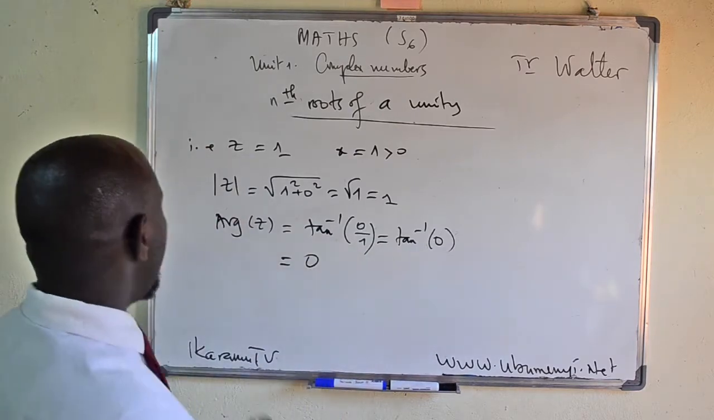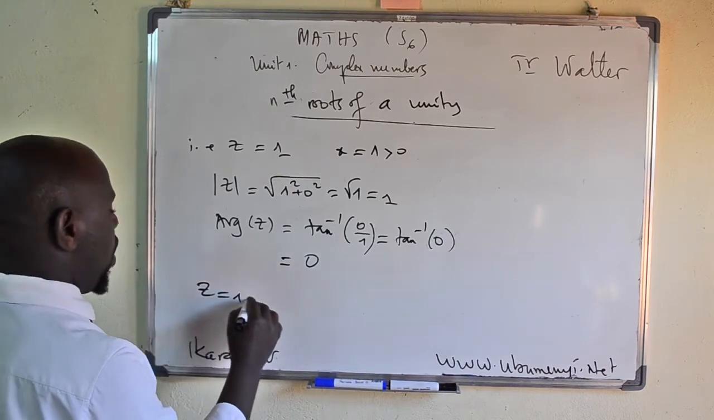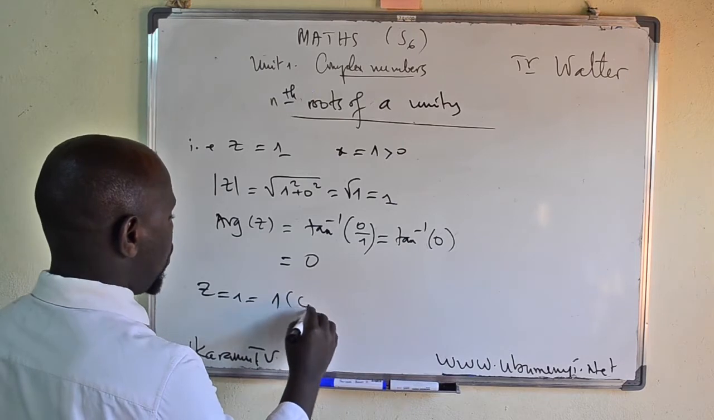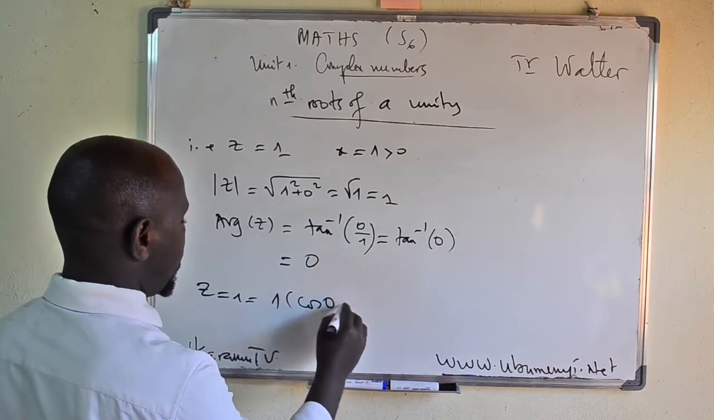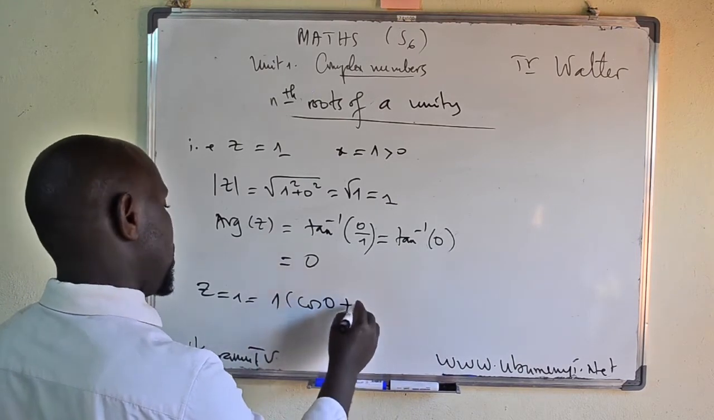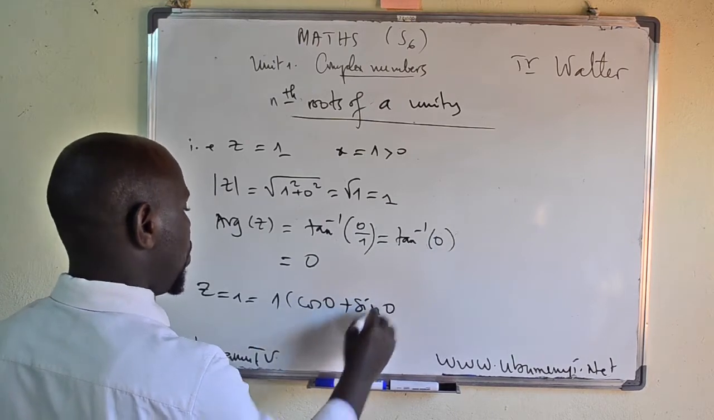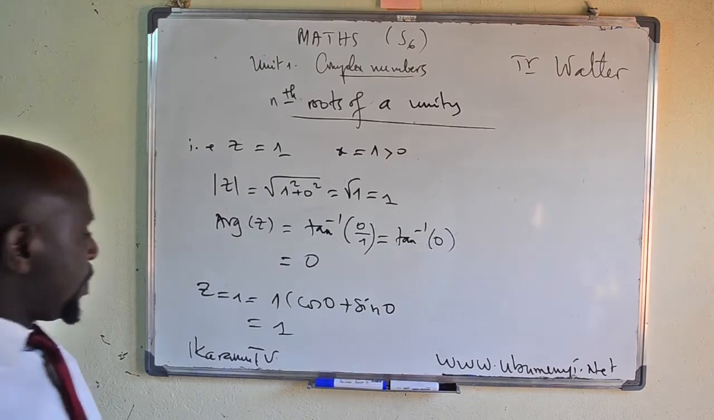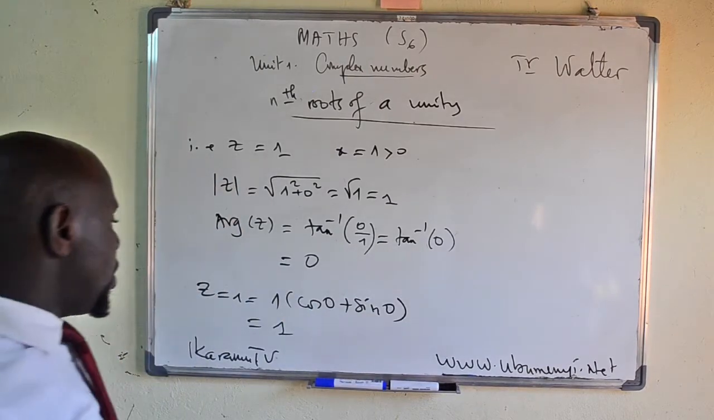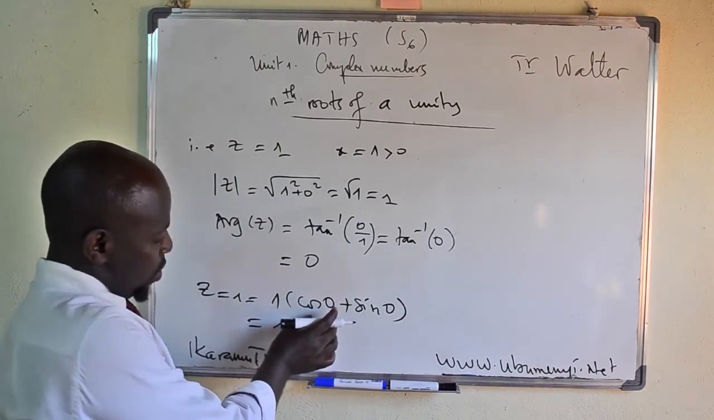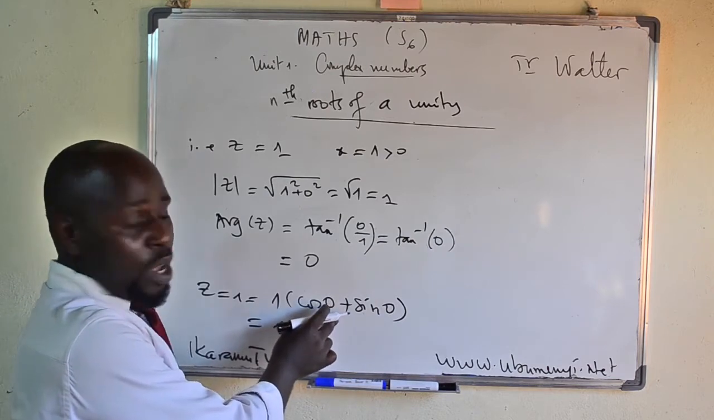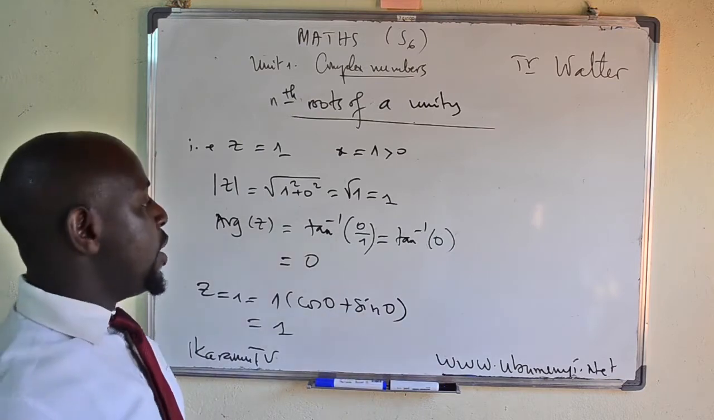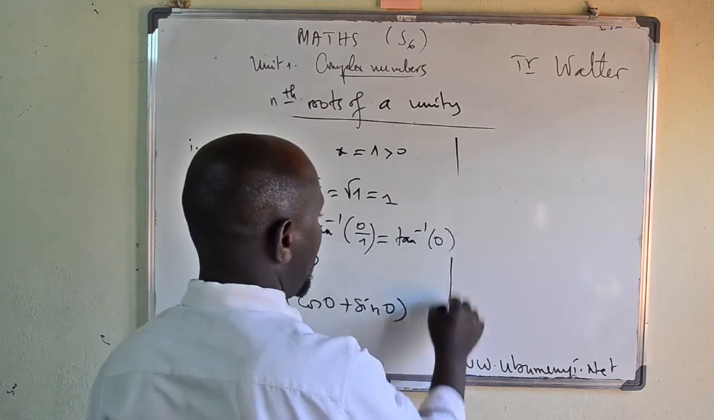The argument is 0. So if we try to write z, which is equal to 1, in the polar form, it will be equal to 1 times cosine 0 plus i sine 0, which is always equal to 1, because cosine 0 is 1 and sine 0 is 0, and I shall get 1. Now we have to look for the nth roots.